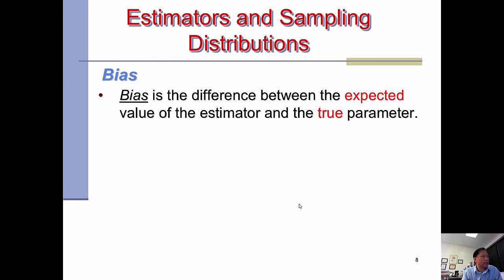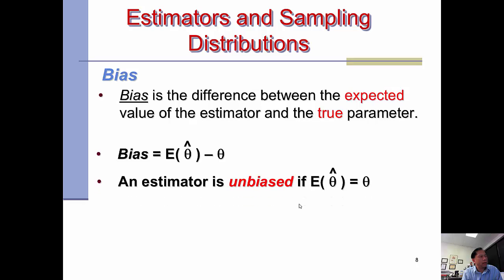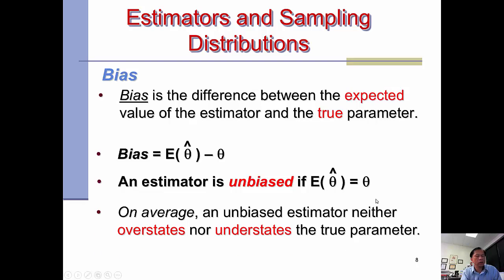When you have different samples, you introduce a bias. Basically, the bias is the difference between the expected value of the estimator and the true parameter. Bias is defined as the expected value of theta, the estimated parameter value, minus the true value. The estimator is called unbiased if the expected value of theta equals the true value of theta. Theta in this case refers to the parameters. On average, an unbiased estimator neither overstates nor understates the true parameter. That's the ideal case.